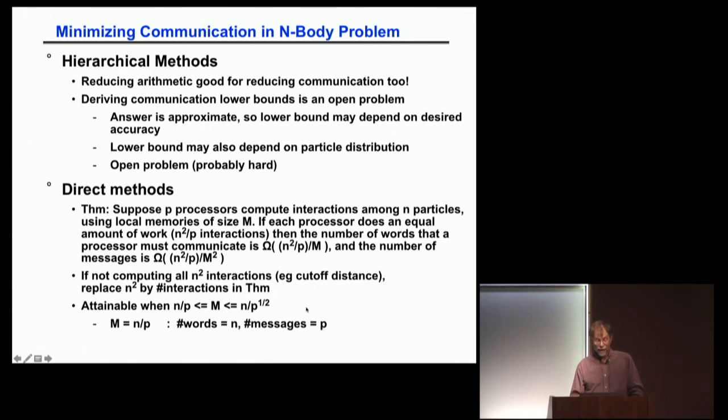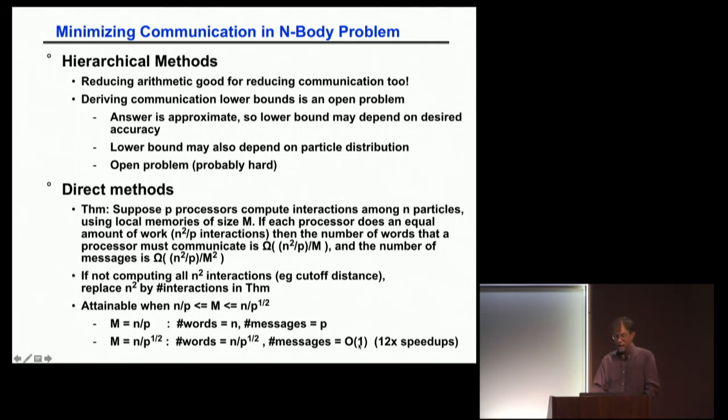So what if I go to the other extreme? If I have square root of P copies, the number of words goes down by a factor of the square root of P. So that's a big drop in how many words moved. And the number of messages goes down by a factor of P. And we've implemented this, and we've gotten 12x speedups on the direct n-body algorithm. And so this is a worthy thing to do. And it might even be useful as the base case for the hierarchical methods.